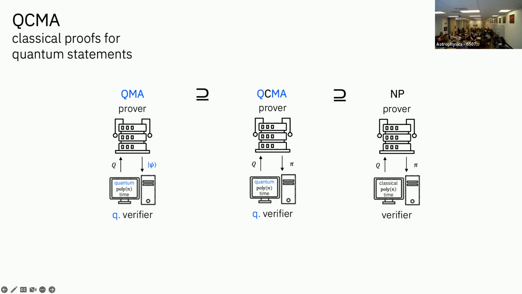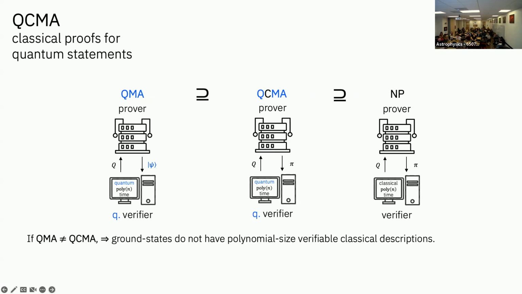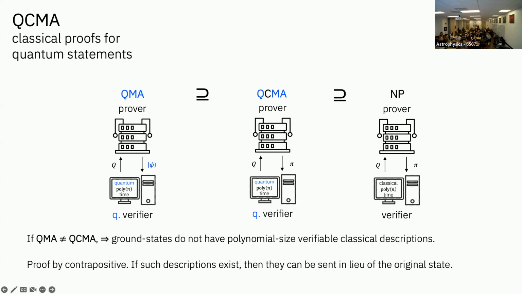But we don't know how to separate them. In fact, any separation would be a very big computer science feat. Why talk about these at all? Well, if you could separate these left two classes, then you would get that ground states do not have polynomial size verifiable classical descriptions. This is actually just a simple proof by contrapositive: if descriptions existed for ground states, then any QMA prover could become lazy and instead send just the classical description of the state. You could just send the polynomial size description, and the verifier is able to use that.